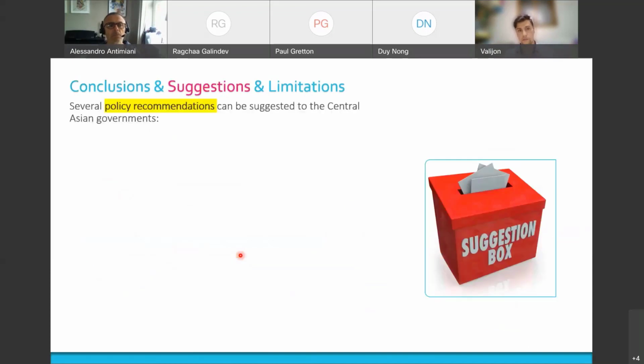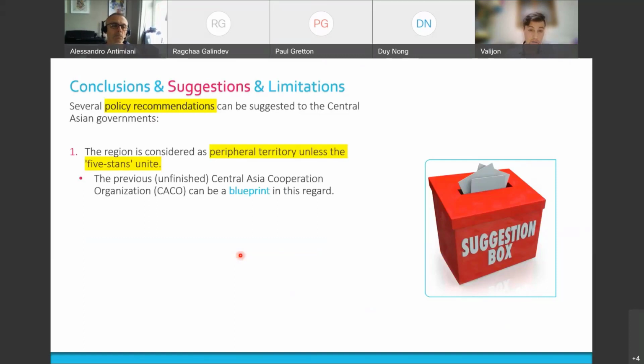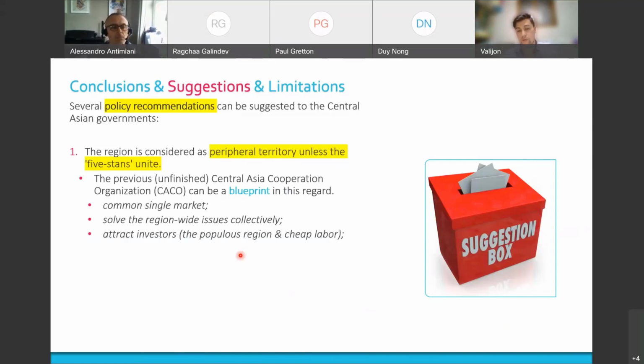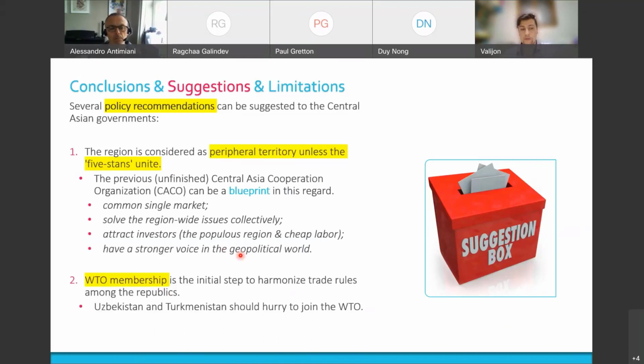And then some suggestions for the Central Asian governments: the region is considered a peripheral territory unless the five stans unite. The previous, unfinished Central Asia Cooperation Organization, which is called CACO, can be a blueprint in this regard. By forming a customs union, they will have a common single market and solve region-wide issues collectively, attract investors to the populous region and its cheap labor market, and have a stronger voice in the geopolitical world.